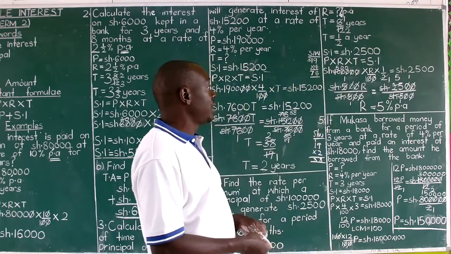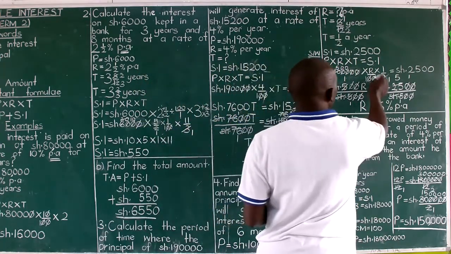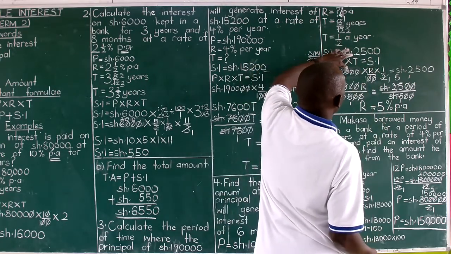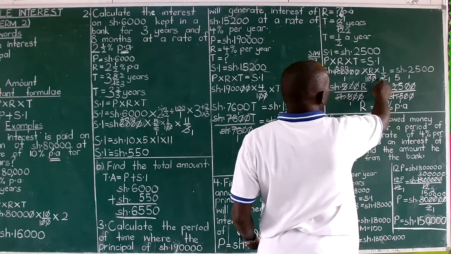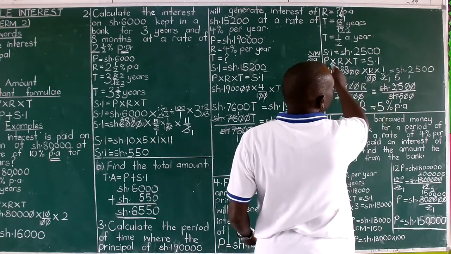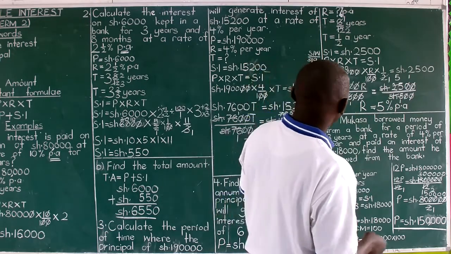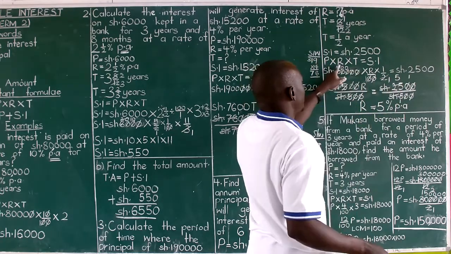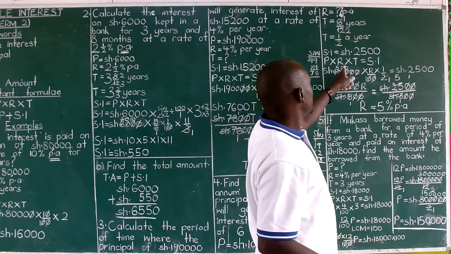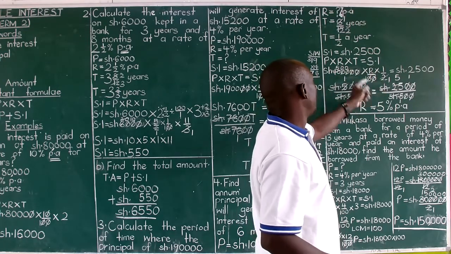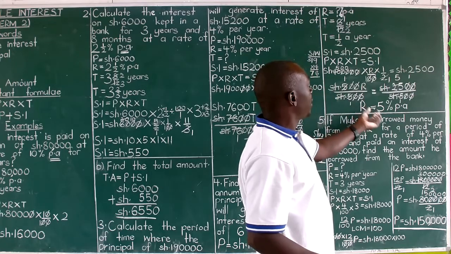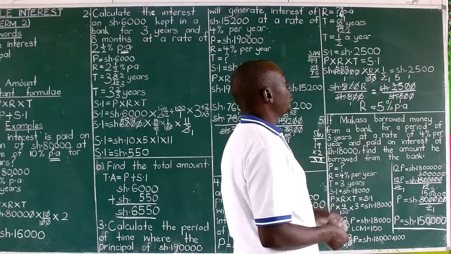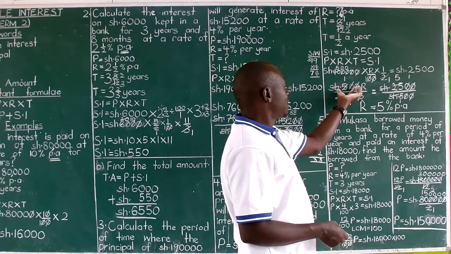Ensure you substitute accordingly, and now start your cancellations. So by 10 by 10 by 10 by 10, thereby remaining 1,000 here. So since we have got a 2 and 1,000, we divide by 2. 2 divided by 2 once. 1,000 divided by 2 get 500 shillings. So this side, we get 500 times R on top times 1. That's 500 R shillings. Remaining this side equals 2,500 shillings. So now to make R, which is the rate of interest, divide both sides by 500 shillings.